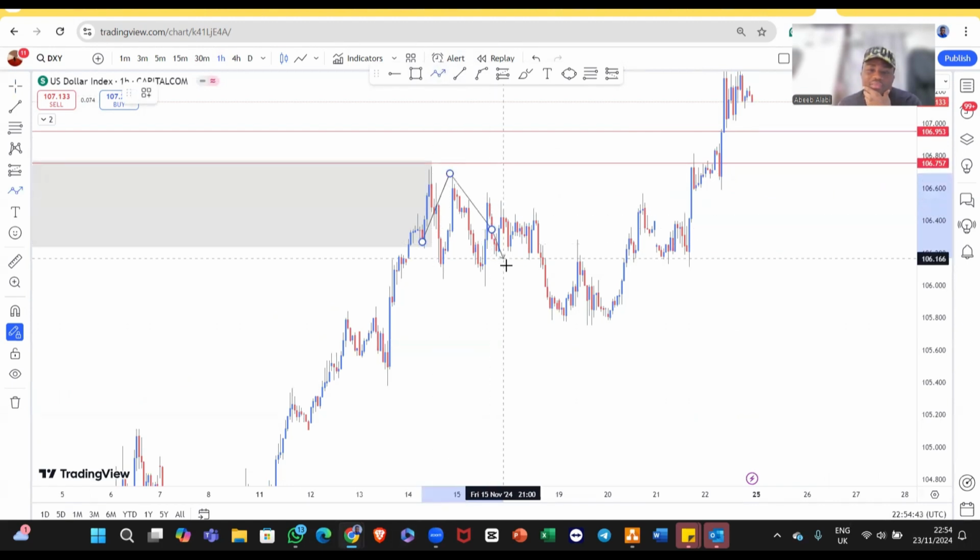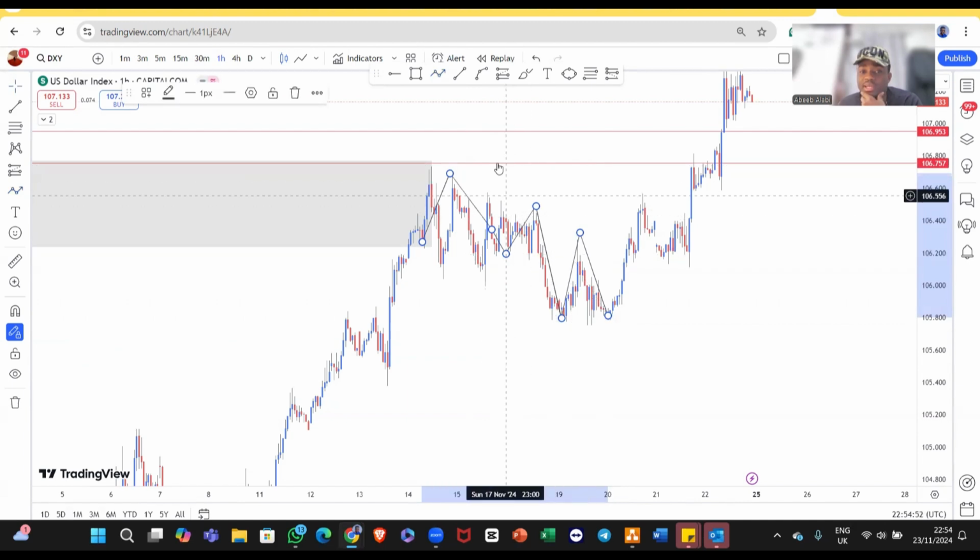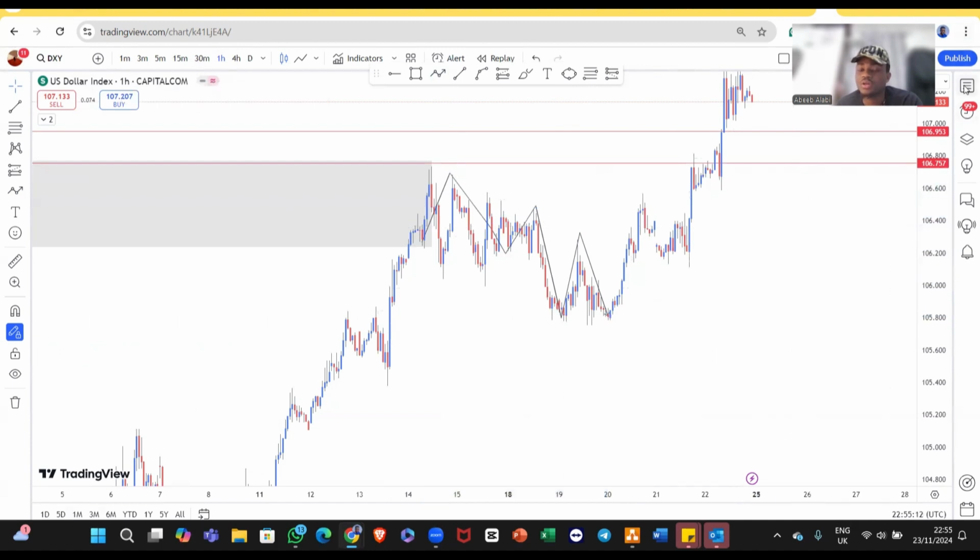But I wasn't really convinced because it was choppy price action. I was waiting for price to either take out this first red line, which acted as the New York high, or take out this second one, which acted like the London high. So I was in between having a conviction that the market will go down or is still gonna continue going up.